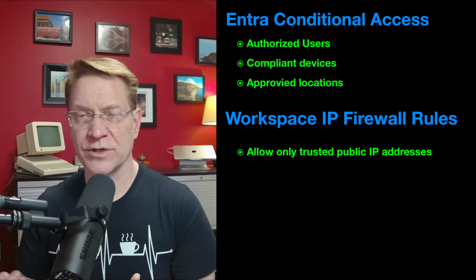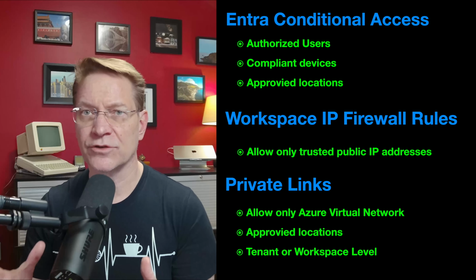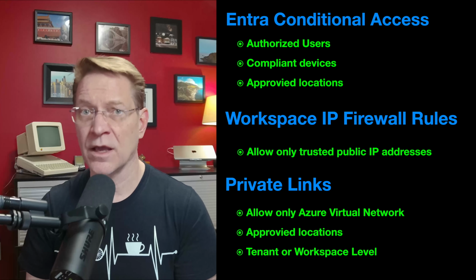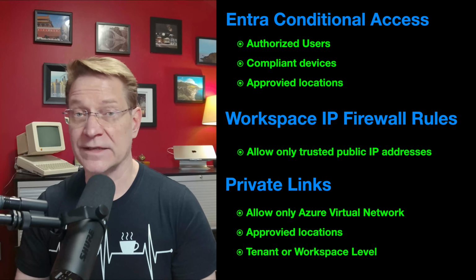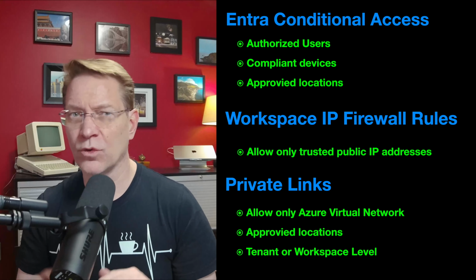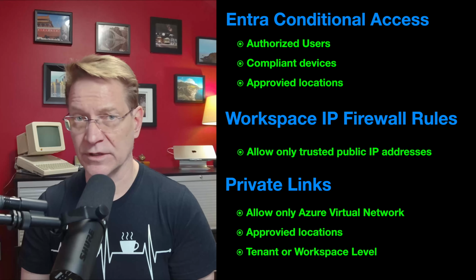And yet another option is Private Link, which provides a layer of network isolation by ensuring traffic accessing Fabric flows through Azure Virtual Networks and private endpoints. Private Link can be configured at the tenant level for broad protection, or at the workspace level if you need to secure only highly sensitive workspaces without placing every workspace behind a private link.